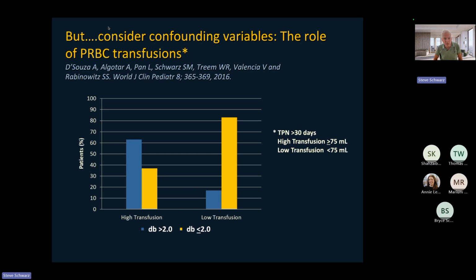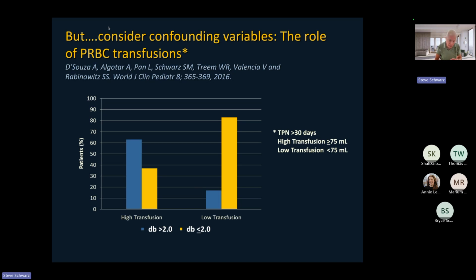But there are confounding variables that may also have to come into play. So this is a study that Simon and I were involved with some years ago, looking at the role of packed red blood cell transfusions. Now remember, we're looking at this as a single factor. You could argue that babies who get transfusions are sicker to begin with, so they're more at risk, which is true.